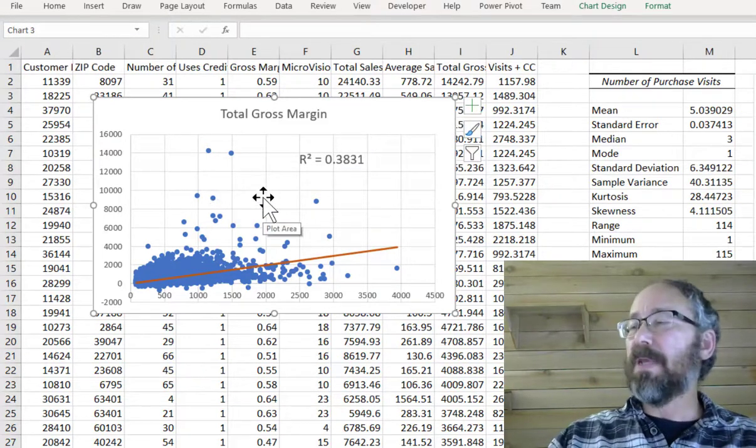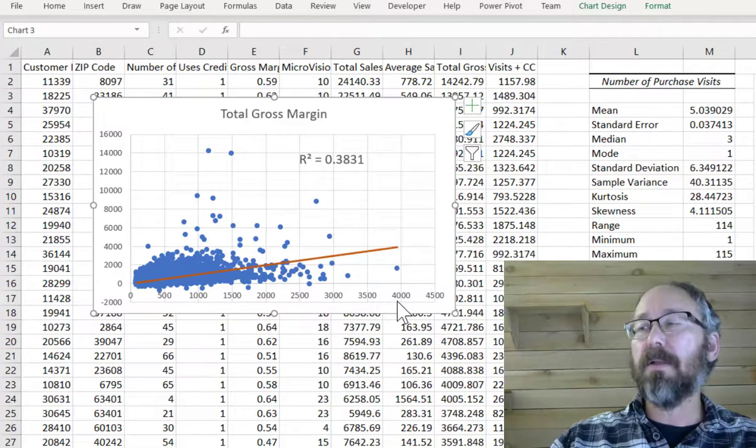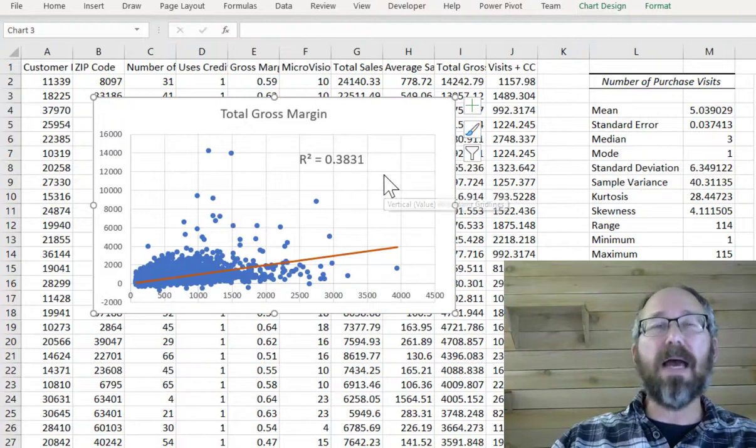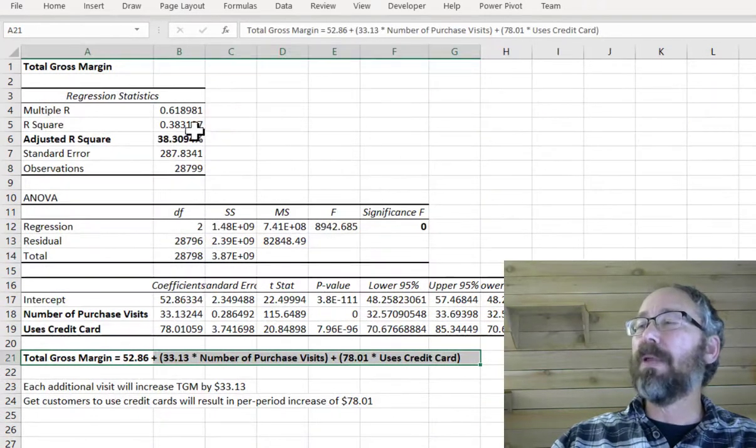Okay, you can see from this that we have our total gross margin here, and we have the combination visits plus credit card here, and we have our trend line with our R square value, and that R square value matches what we found with doing the multiple linear regression with the data analysis tool pack. And we can take a look at that, 0.3831, and there you go, right here.